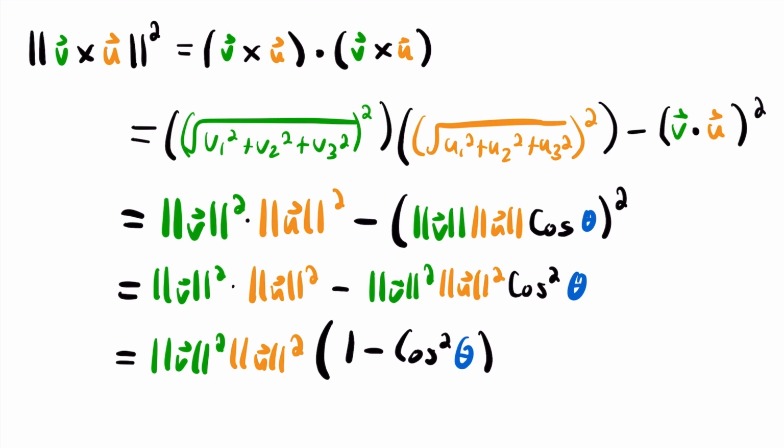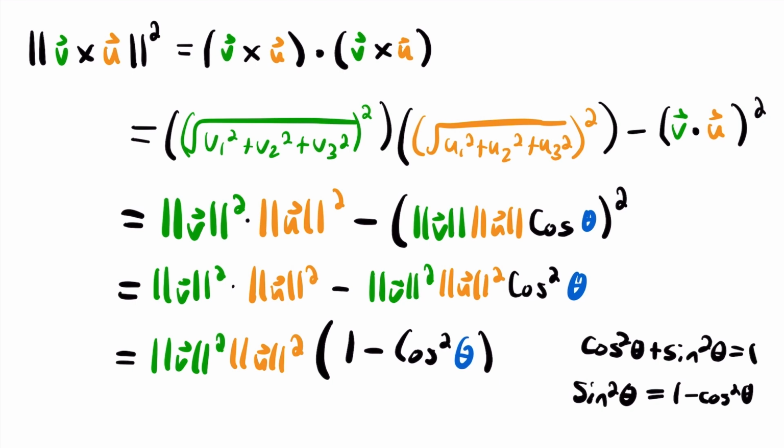And now this is where things get really interesting. We can rewrite 1 minus cosine squared theta using a trig identity. Remember that cosine squared theta plus sine squared theta is equal to 1. So if we solve for sine squared theta, watch what happens. We'll have sine squared theta is equal to 1 minus cosine squared theta, right? We just subtract cosine squared theta from both sides of the equation. This is our Pythagorean identity for sine and cosine, which tells us that 1 minus cosine squared theta is the same as sine squared theta.